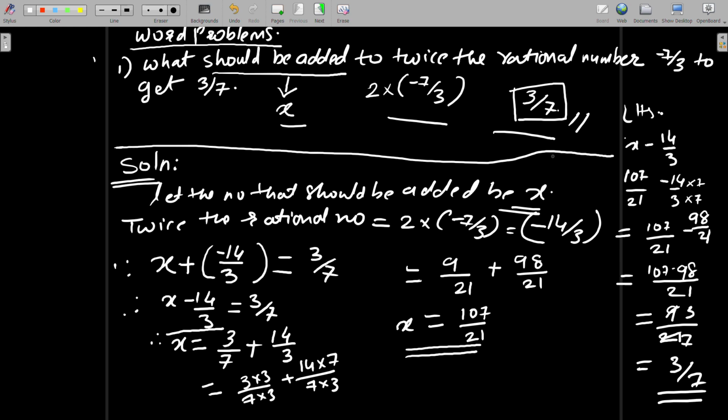So we are getting the same result as what is being asked in the question: which number you will add to get the result of 3 by 7. So x equal to 107 by 21 is the number that should be added in order to get 3 by 7. Okay, hope this is clear. If you are not getting it in the first go, try to revisit this example again, and then you should be able to have a clear concept on this. Okay, now let's go to the next example.